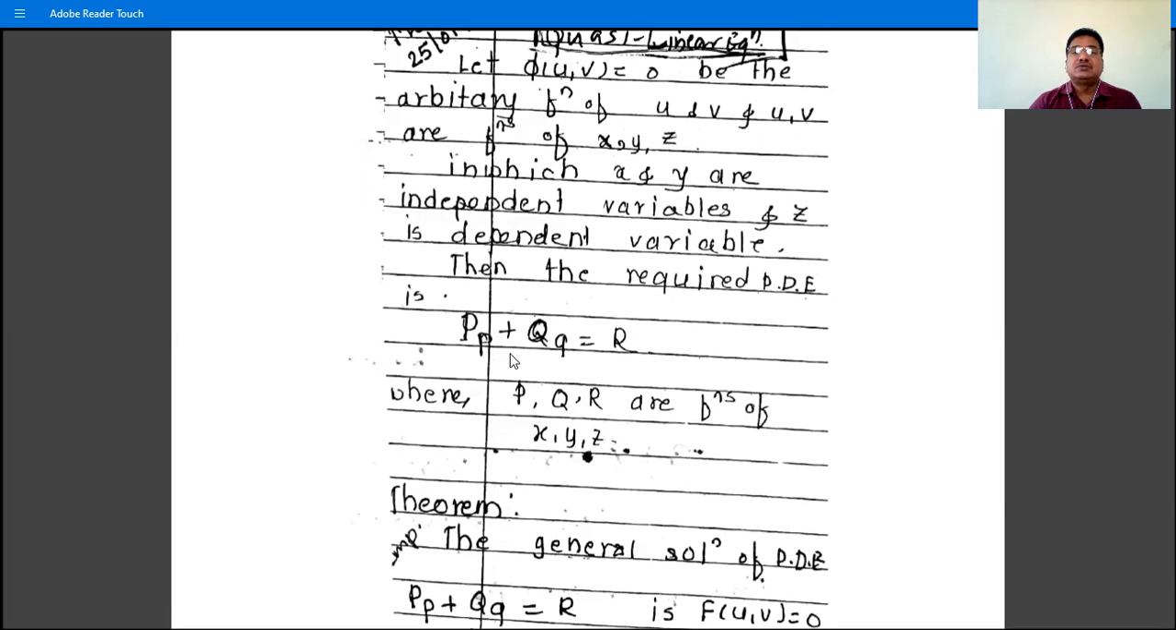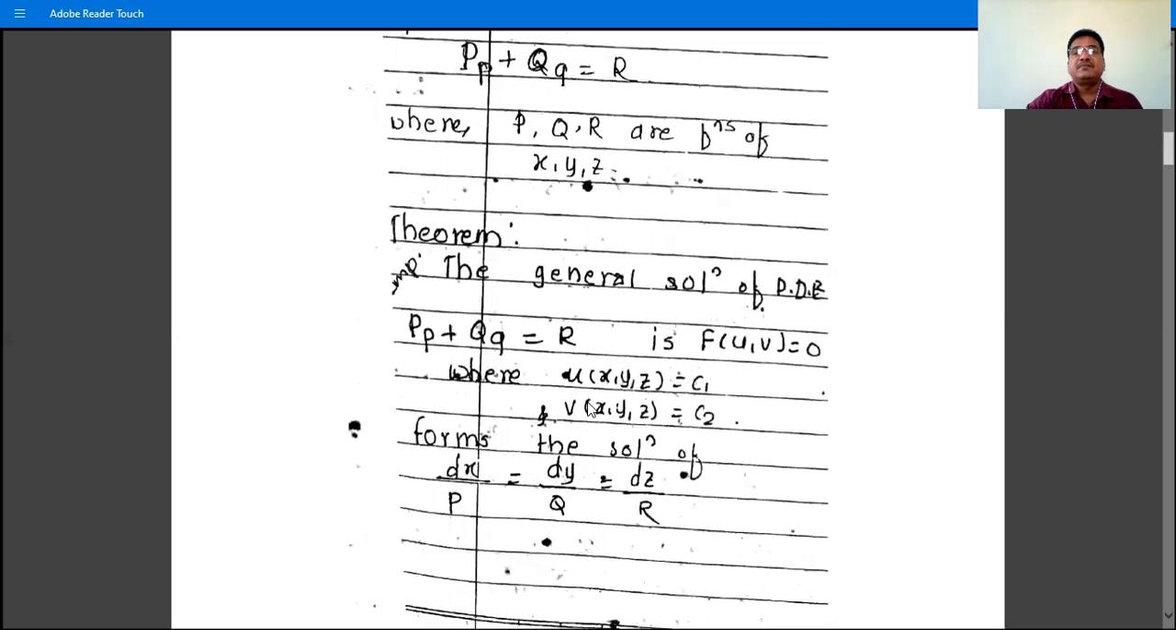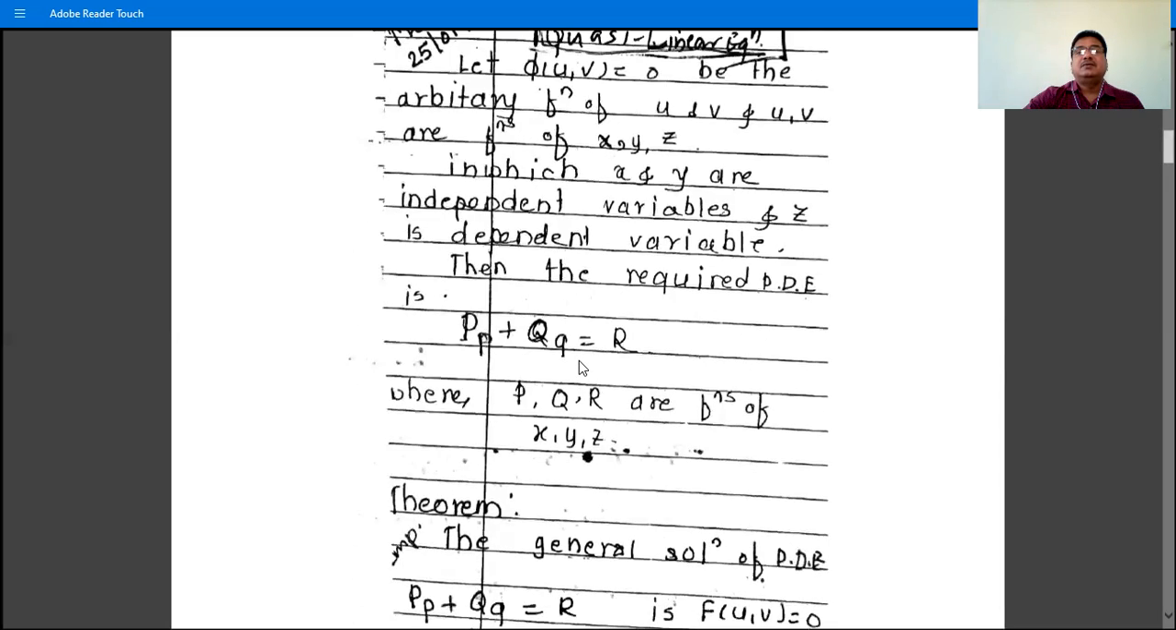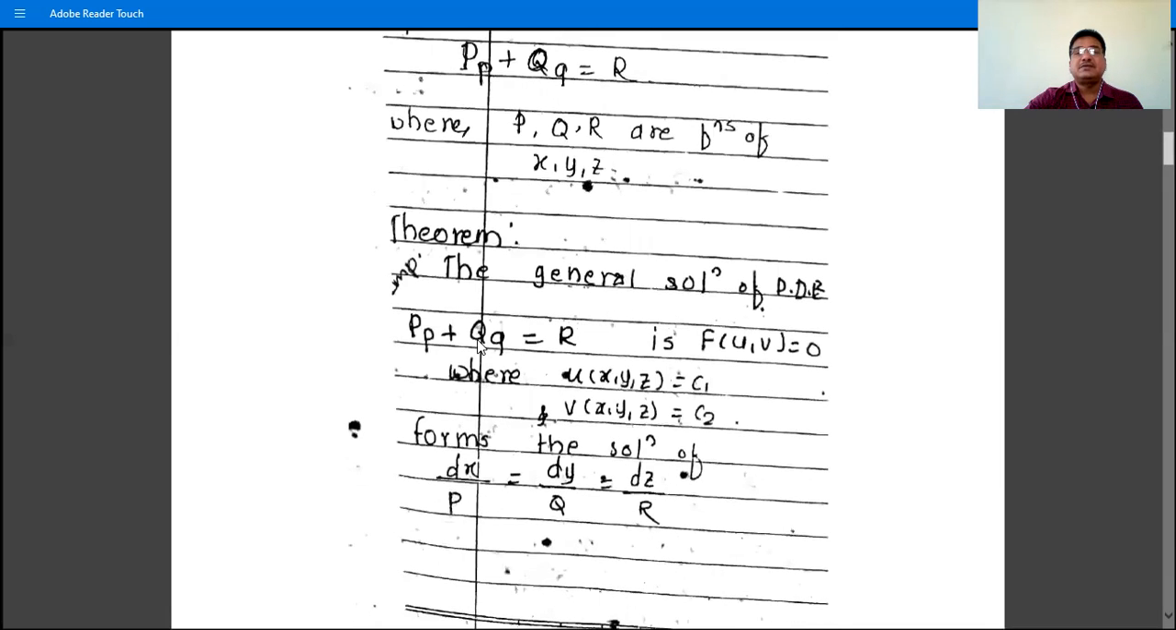Okay, so this capital P, capital Q, and capital R are functions of x, y, z. Okay, and small p and small q are what? Small p is del z by del x, and q is what? Del z by del y. So this is the general form of the Cauchy linear differential equation.